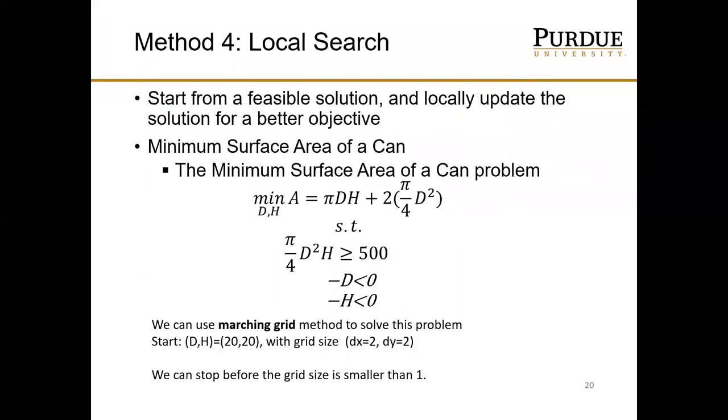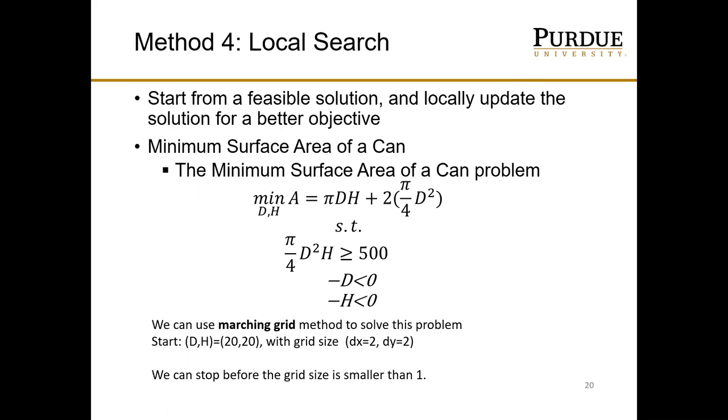We have another local search. Due to the time limit, I will probably just give it briefly. The problem is a CAM problem, right? You can see that this is the problem, and D and H would be integers. For this problem, there's another local search, which uses marching grid. This is the same marching grid we talked about before, okay?